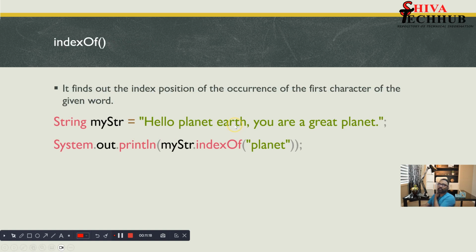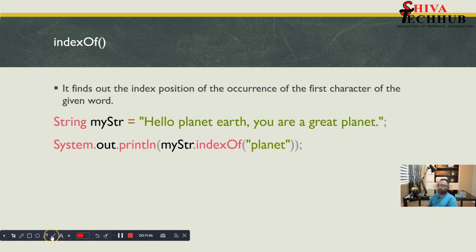So next we'll be looking at indexOf. What indexOf does is, for example, you have a string and you are trying to find the index of a specified substring, right? So, "hello planet Earth, you are a great planet." This is the string which I am using. Now I want to get the index of the first occurrence of a given substring, planet.